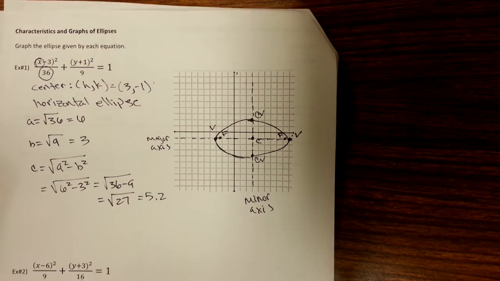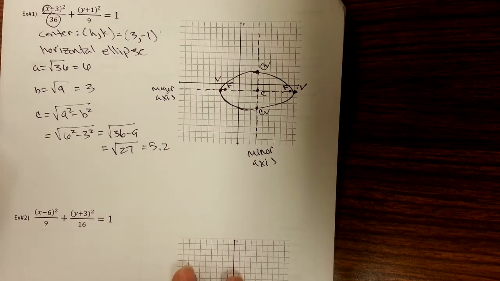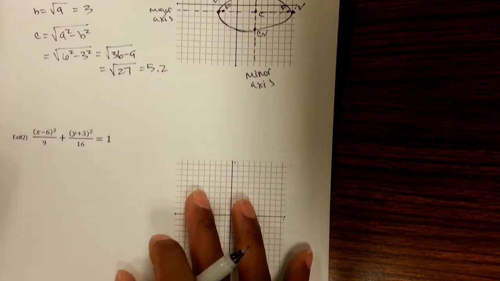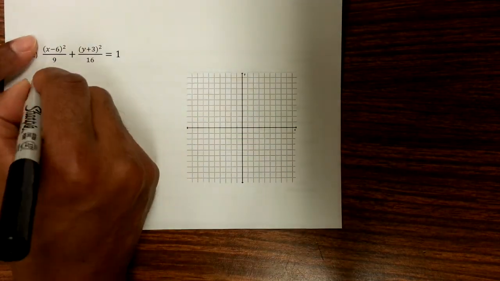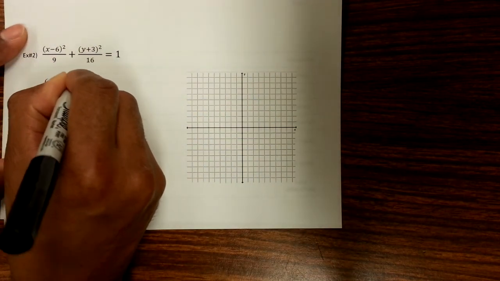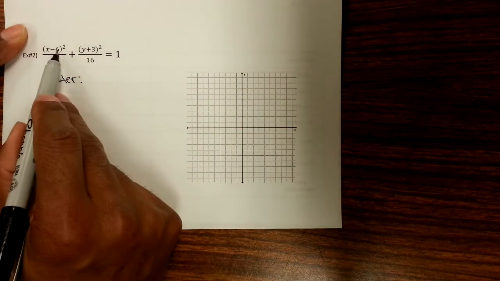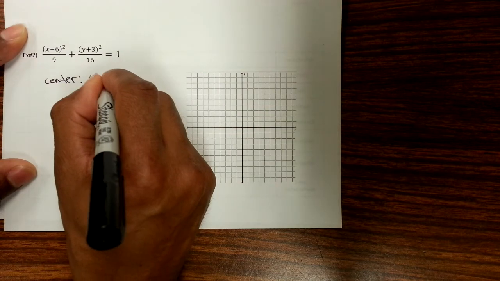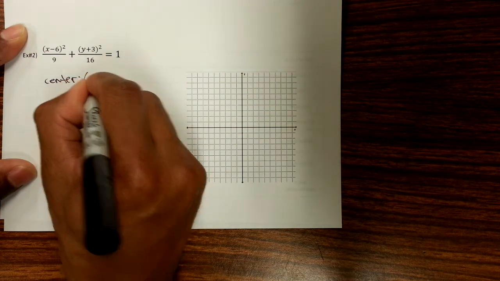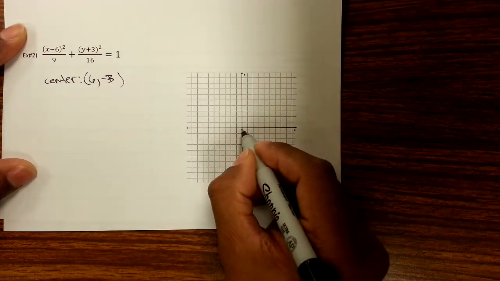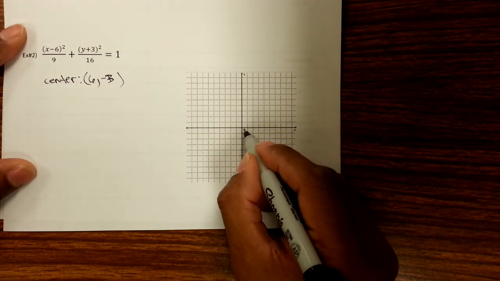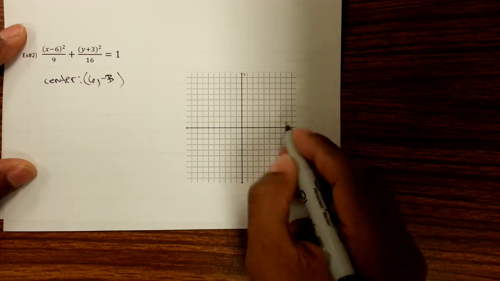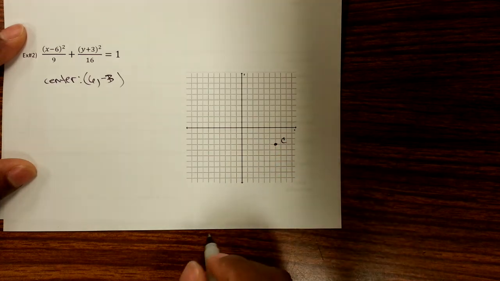Now example number 2, same idea. Let's get our center, figure out the orientation, A, B, C values, and then we'll graph it. Center: h comma k. H is going to be a positive 6. K is going to be a negative 3. So 6 comma negative 3. 1, 2, 3, 4, 5, 6. 1, 2, 3. There's my center.